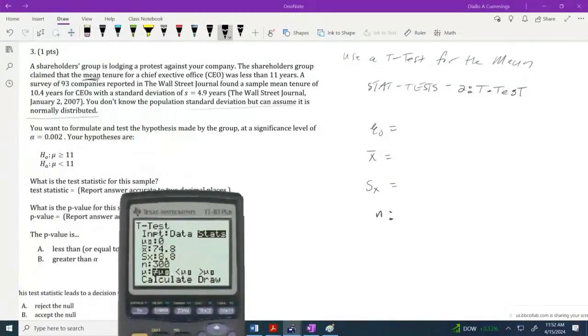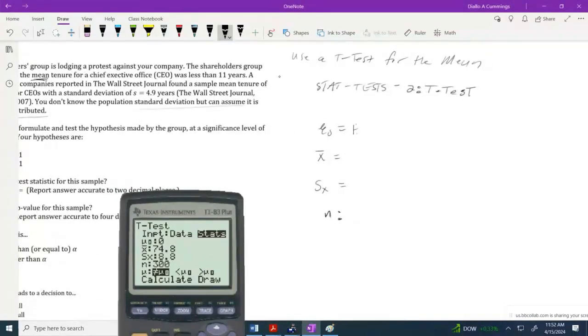What do you think mu sub 0 is? That's going to be the mean that was guessed. That's going to be the hypothesis, the hypothesized mean, the guess mean. That's 11. Okay. So that's going to be the hypothesized mean, which is 11.